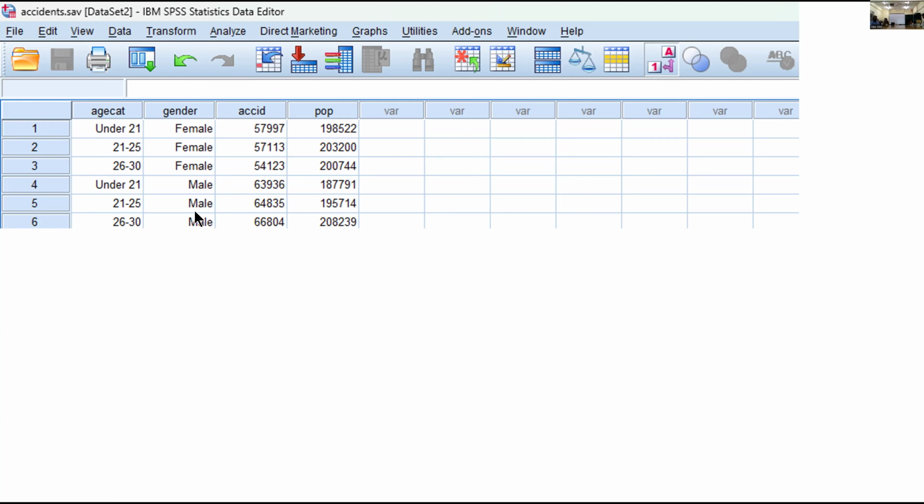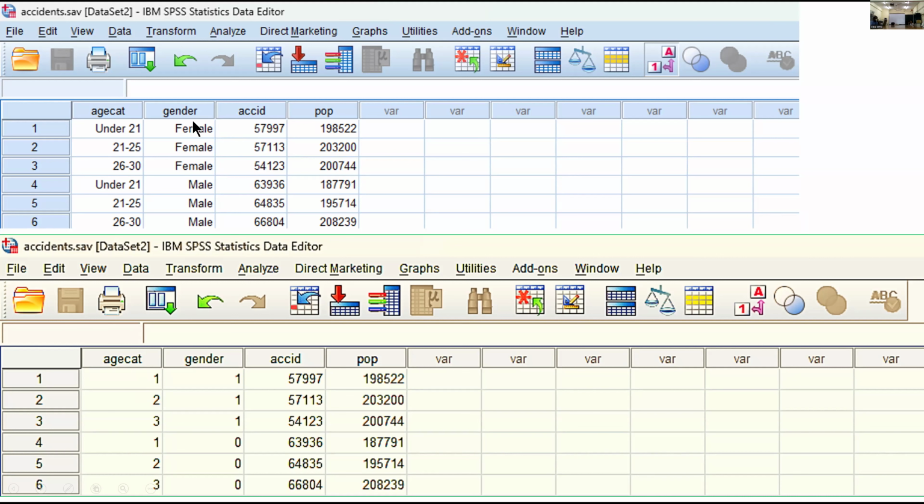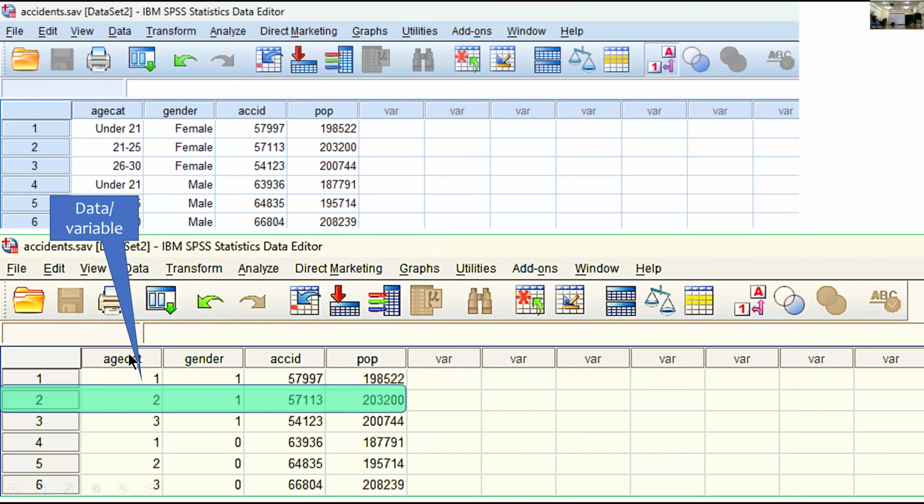If you look further, you have age under 21, and somebody has coded that as 1. Female, somebody has coded that as gender 1. I'll talk about the other data as well. Any information you collect is called data or a variable. People sometimes get confused about what is data and what is a variable. Any information you collect is called data or a variable.